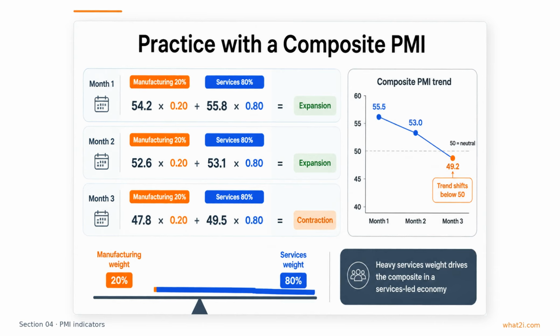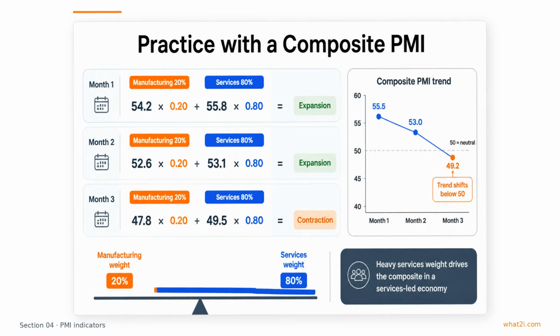That is why month 1 and month 2 stay comfortably above 50, even though manufacturing is not the only driver. By month 3, both sectors weaken enough that the weighted composite falls below 50, signaling contraction. The exercise shows why understanding sector weights matters, especially in economies dominated by services. A composite reading is not just an average of sectors. It reflects the relative size of those sectors in the economy.